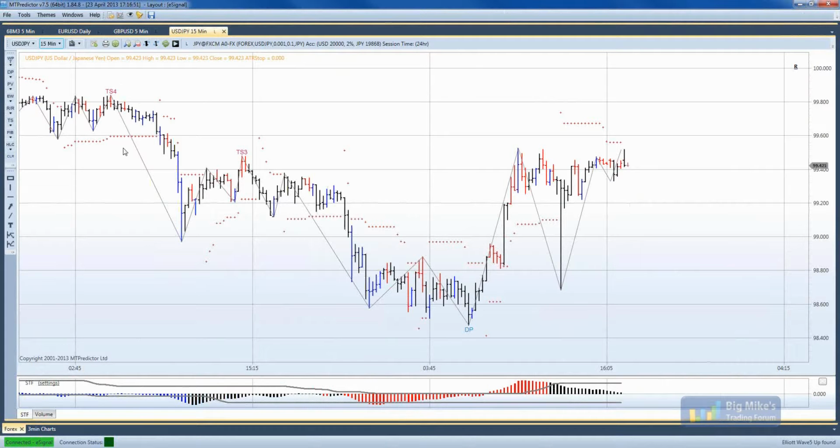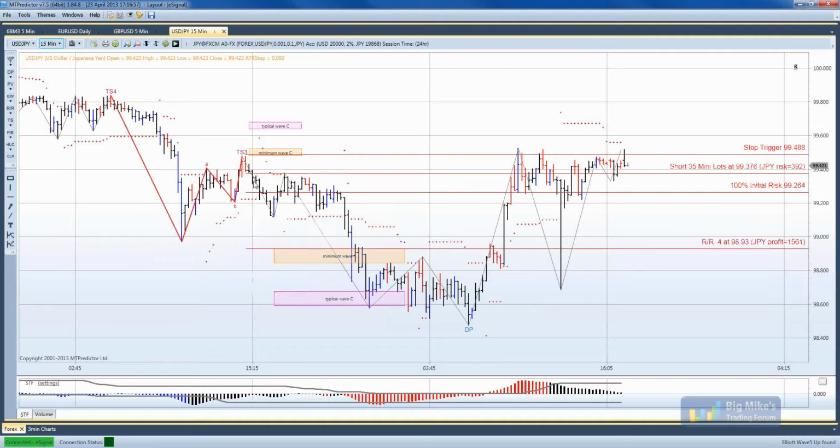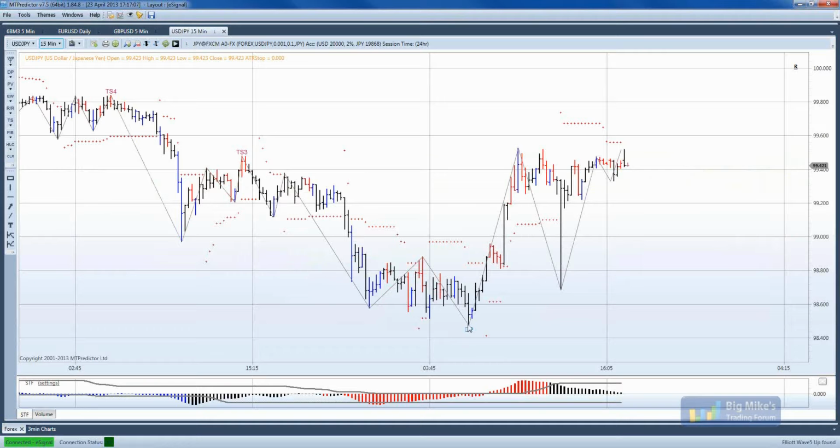Sell setup here, STF blue, so you'd avoid it. STF is black. Here's a sell setup, so you could take it. Standard trade setup, profit 4R, in other words, 4 times initial risk. Lovely trade setup, pretty standard. Here's a DP buy. STF was red, so amateur traders or new traders will say, I don't like this.